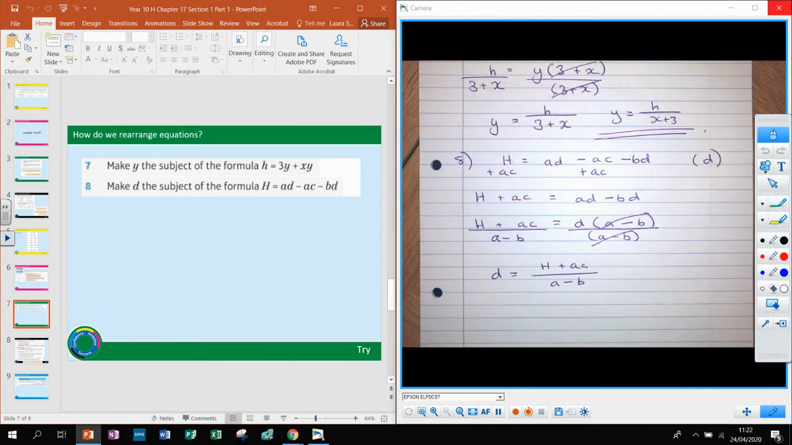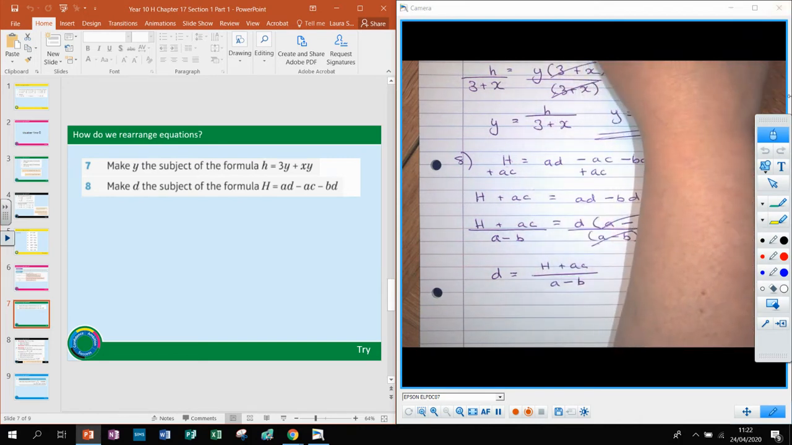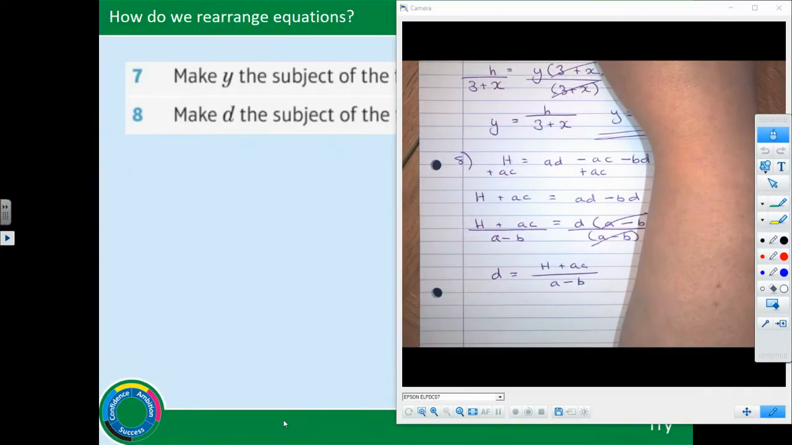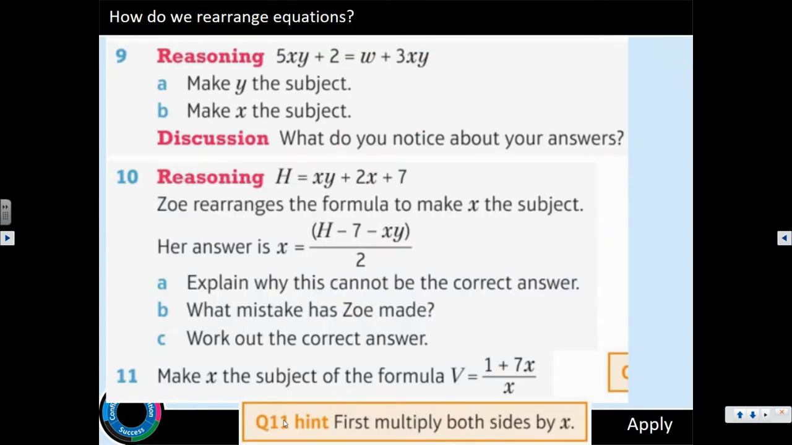Right, so you're now going to do some application questions for me. Okay, I'm going to need you to pause the video. I'm going to make it full screen for you so that it's easier to see, okay, when you do them. All right, so please can you pause the video now? Just make sure you use the hint for question 11 because that will help you, okay? So press pause now.